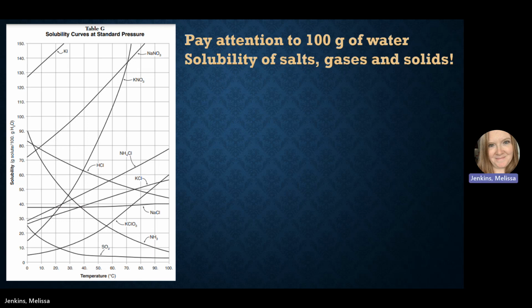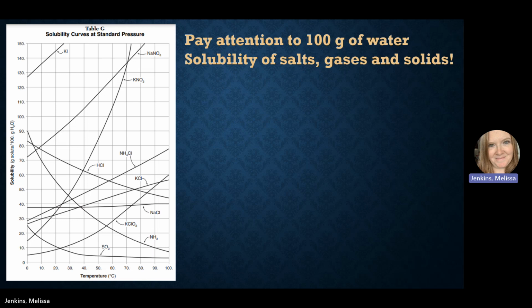But what if I only had 50 grams of water? Well, I need 67 grams if I have 100 grams of water, because that's what this graph tells me. So what would I do to 67 if I only had 50 grams of water? Divided by 2, right? If it was 200 grams of water, you multiply by 2, right?